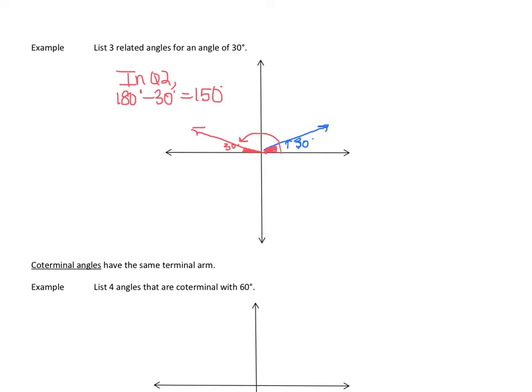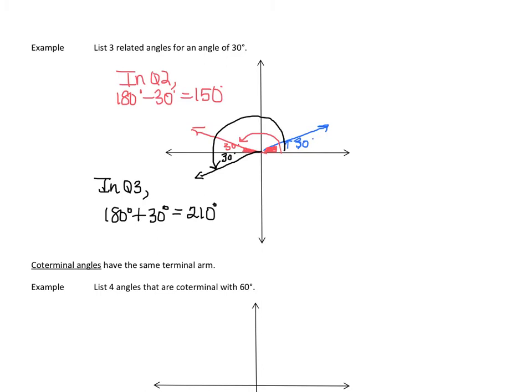Now in quadrant 3, if I was to draw a terminal arm indicating a reference angle of 30 degrees, then the measure for this complete angle would be found by adding 30 degrees to 180 for an angle of 210 degrees.